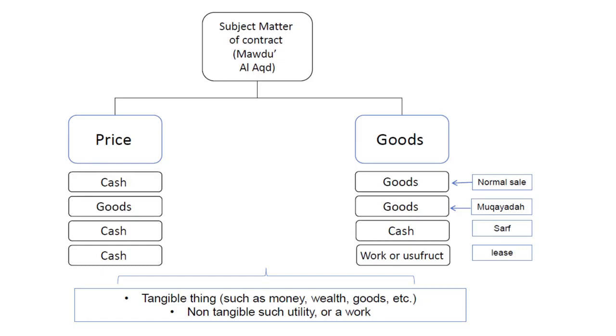That's the normal sale. The second scenario is a price in the form of commodity and goods in the form of commodity, a status of muqayada. The other is that the price is in the form of cash and the goods are cash as well, cash versus cash. Then the transaction will be in the form of sarf, or forex. The following case is that you have cash on one hand and, on the other hand, manfa, or benefit. Then you are in the status of lease, or ijara.